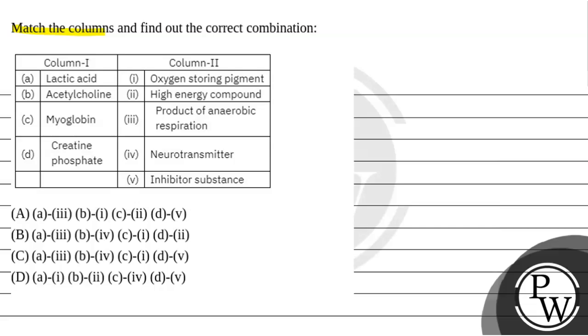The question says match the columns and find out the correct combination. पहला कॉलम में दिया हुआ है lactic acid, acetylcholine, myoglobin and creatine phosphate. सेकंड कॉलम में दिया हुआ है ऑक्सीजन स्टोरिंग पिगमेंट, हाई एनर्जी कंपाउंड, प्रोडक्ट ऑफ anaerobic respiration, neurotransmitter and inhibitor substance.